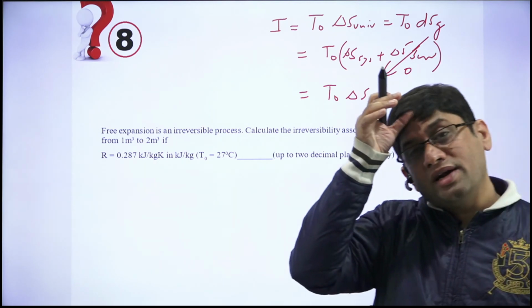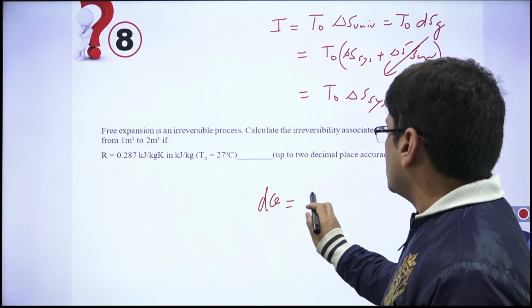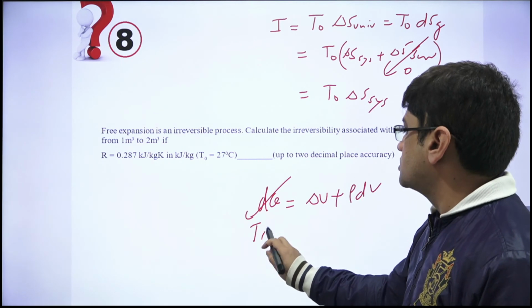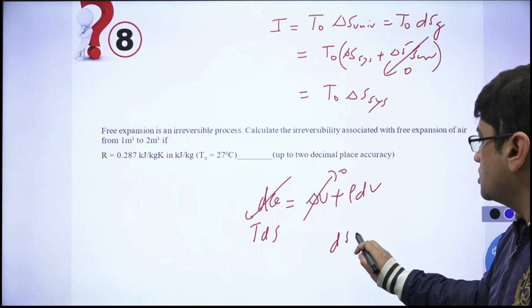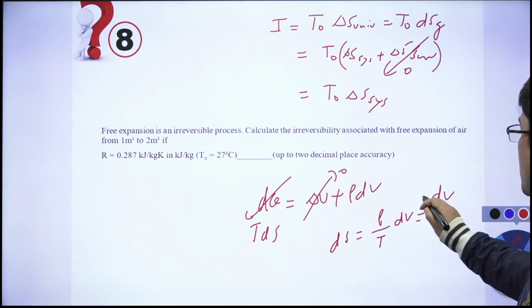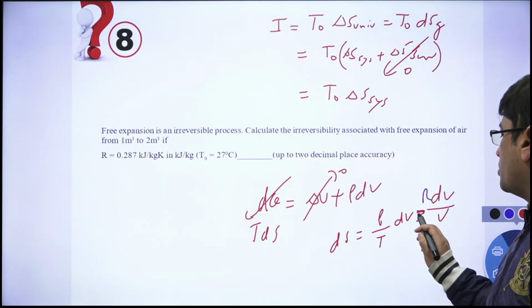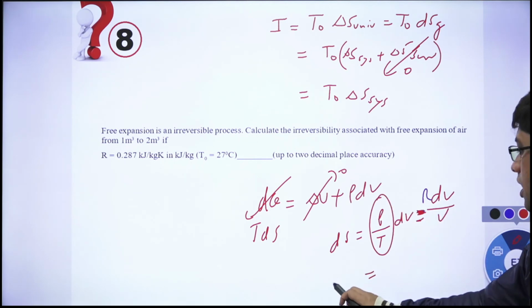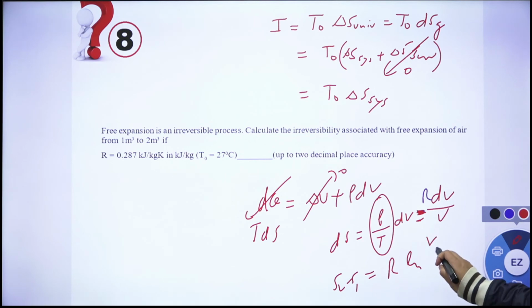Now how to calculate delta S of system? Let's take the help of the first law. This is dQ = dU plus PdV, and this dQ is TdS. Now in free expansion delta U is 0. So what is dS? dS is P over T into dV. But for an ideal gas, can I write this P over T as R over V? PV is equal to mRT, so I can write P over T as R over V. So S2 minus S1 becomes R log of V2 by V1.